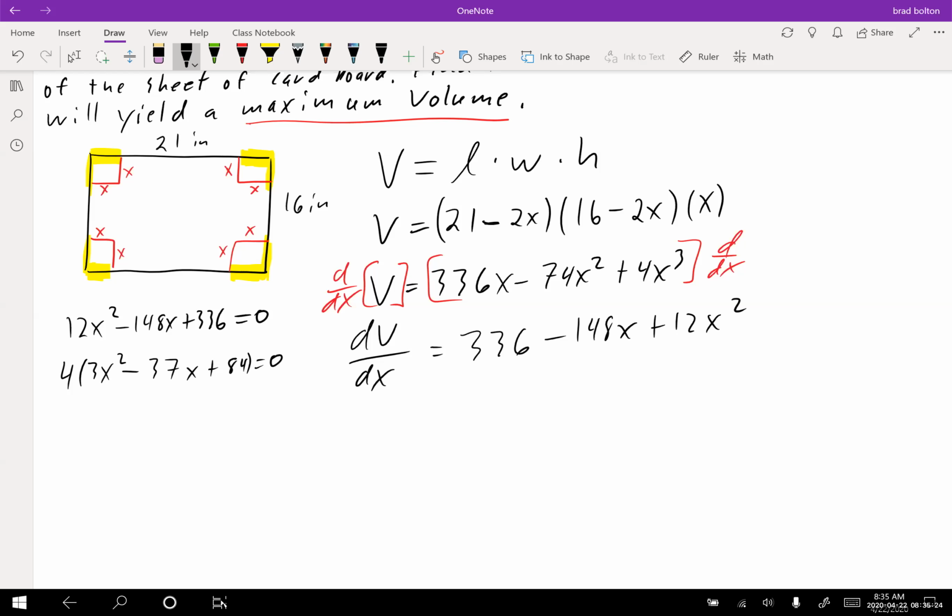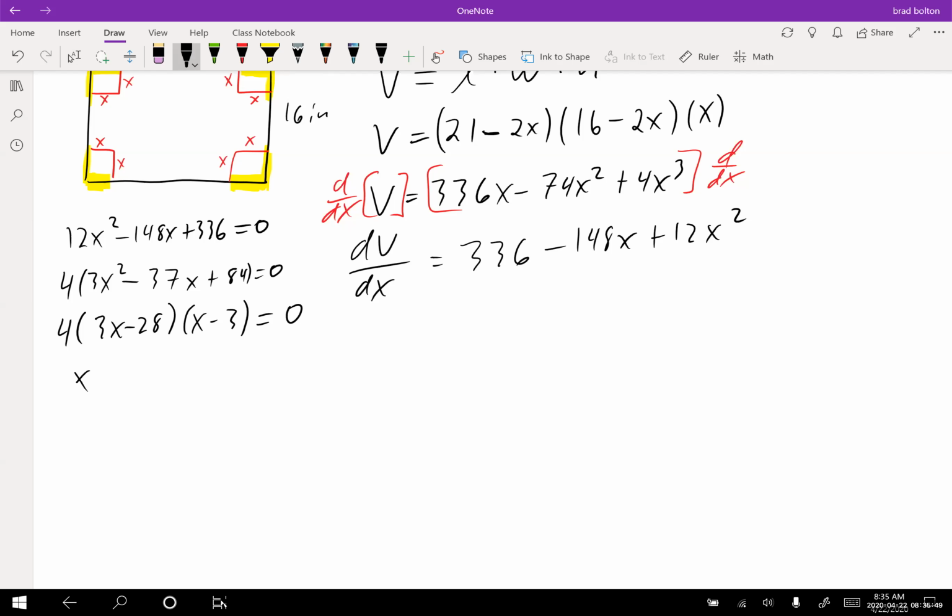And what I would do is, if you're having trouble factoring this, you could either do the quadratic, or you could just look for the x-intercepts of 3x squared minus 37x plus 84 on a graph, and that should get you kind of going. So you get 3x minus 28 and x minus 3. You would see that one of the x-intercepts happens at 3, and you could just use that to help you factor. Okay, or you could always do the quadratic. So we're going to get x equals 3, and we're going to get x equals 28 over 3.